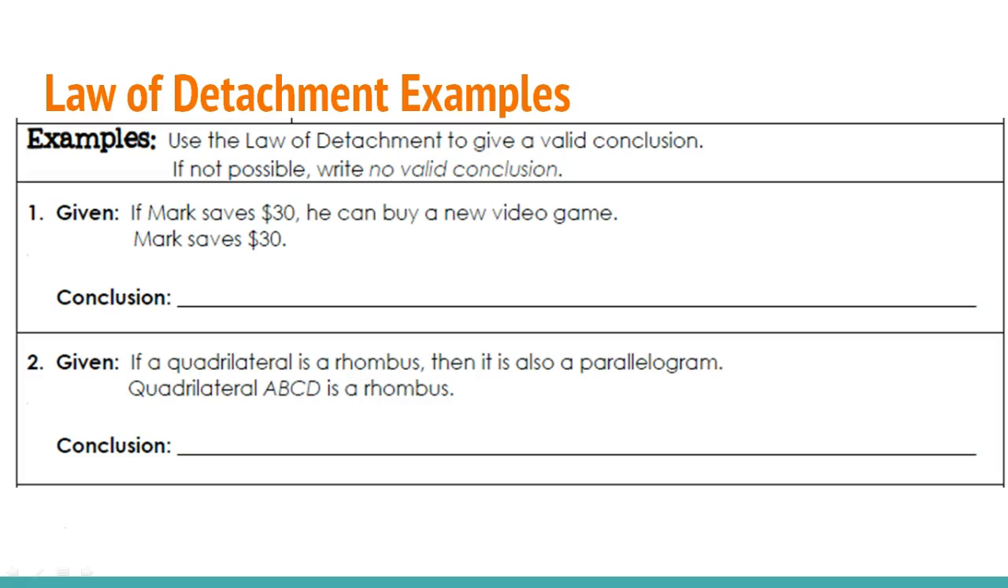Using our normal process for conditionals, this says if Mark saves $30, which we said is normally P, then he can buy a new video game. That would be our conclusion, which we will circle, Q. That's a true statement: if Mark saves $30, he can buy a new video game. Who's to say that he can't do that?